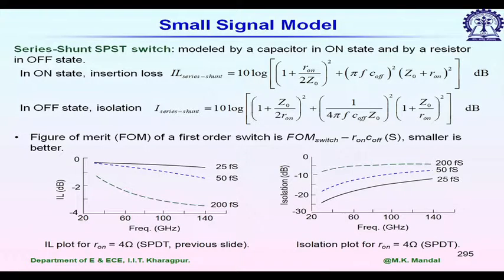Next, if we have 2 PIN diodes or 2 Schottky diodes, we can use them in series shunt configuration to improve the isolation value. Let us say the switch we want to use in series shunt configuration. One PIN diode we will connect in series configuration, another one in shunt configuration. Let me draw it.